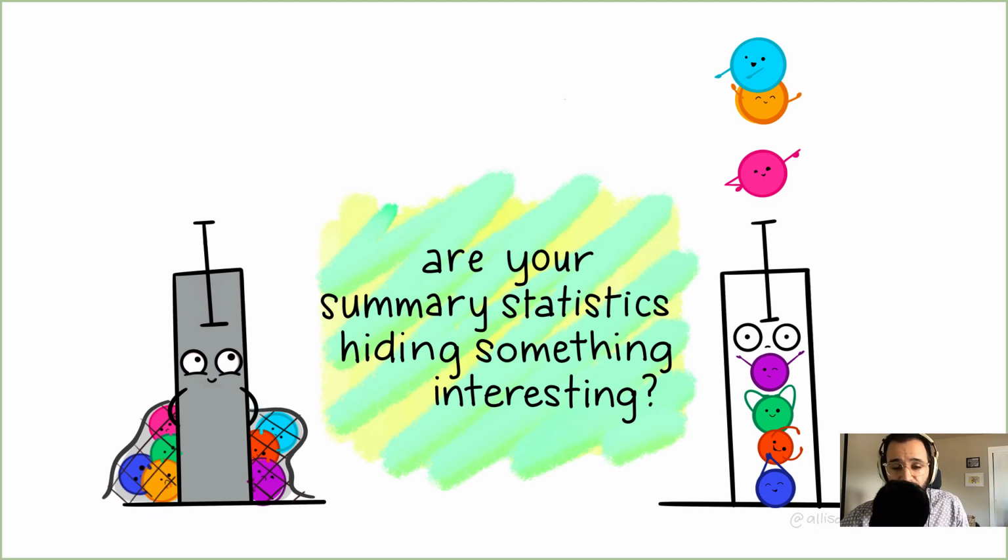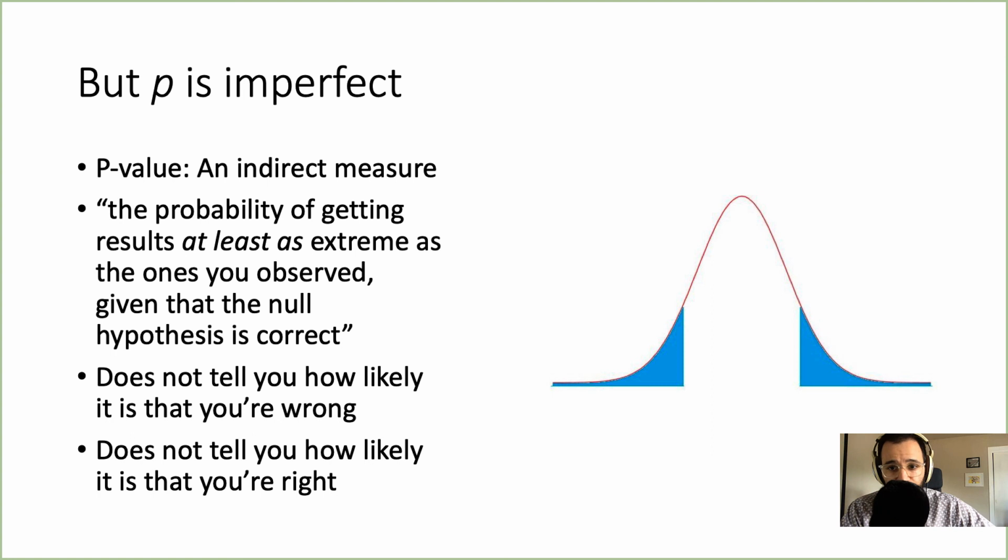And what you'll see sometimes when you do that, and what you will notice other times even if you don't, is that p is imperfect. And though our end goal in most of our step-by-step processes this semester is to get to p, it is not the end-all be-all, the only stat we ever need, the only number we ever want to know. And one major reason that it's imperfect is that it's not very intuitive to interpret. It's technically an indirect measure of probability in that it's the probability of getting results at least as extreme as the ones you observed, given that the null hypothesis is correct.